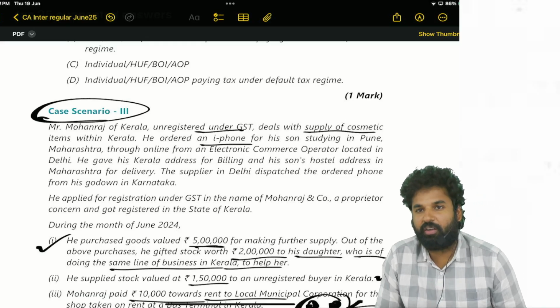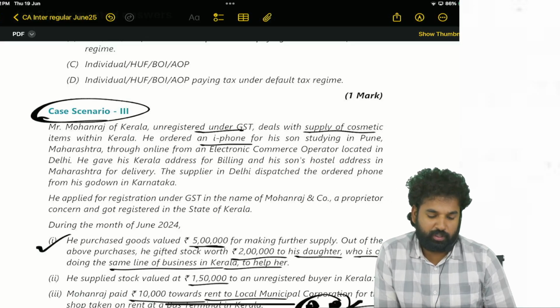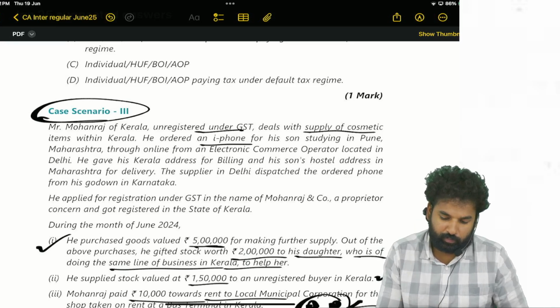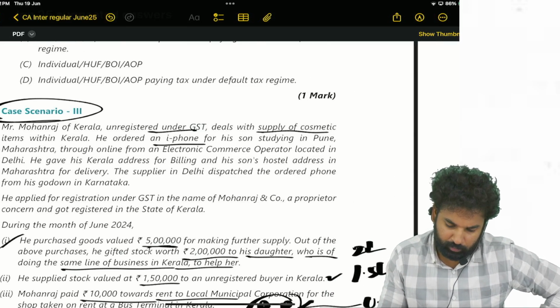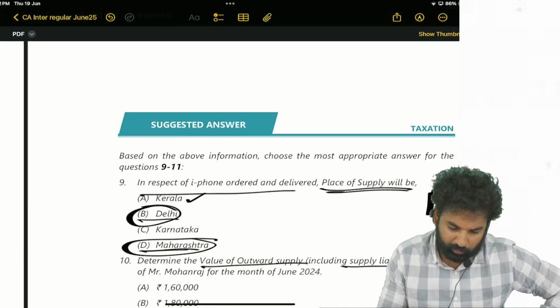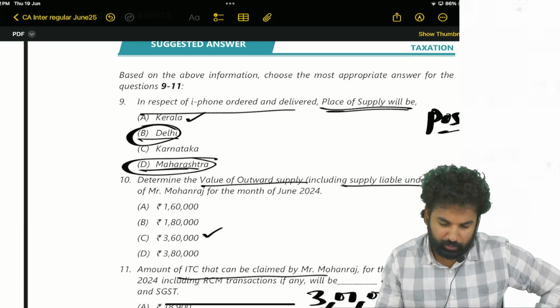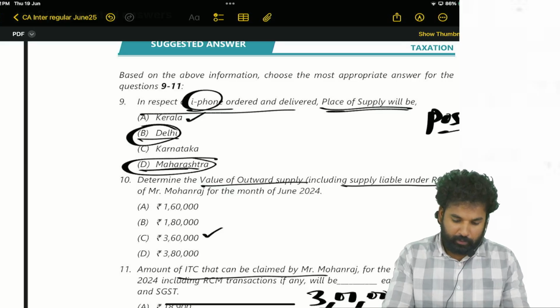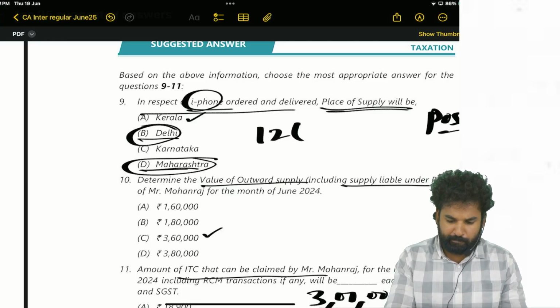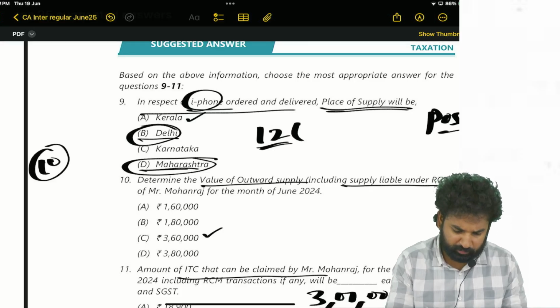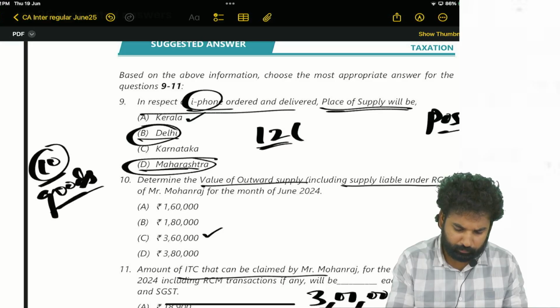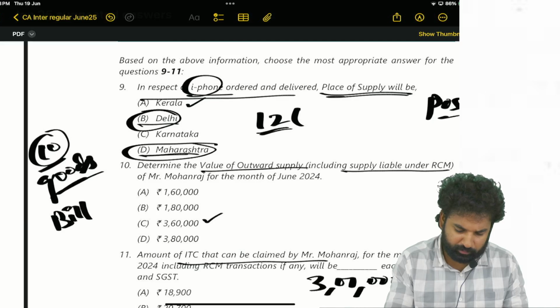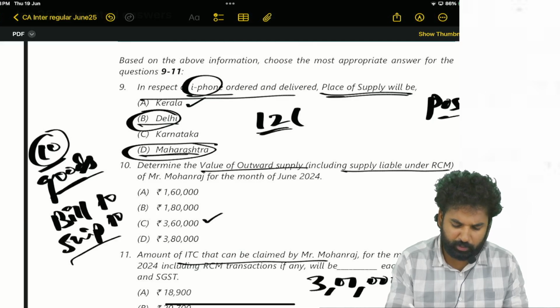Place where the goods are handed over for courier. No. It is actually the supply of iPhone. Hostel address in Maharashtra for delivery. Bill to ship to model will come or not is the question here. Section 12. Section 12 only will come. Section 10, Section 10 for goods will come. Okay. So in that bill to ship to model is there. This comes under bill to ship to model only.